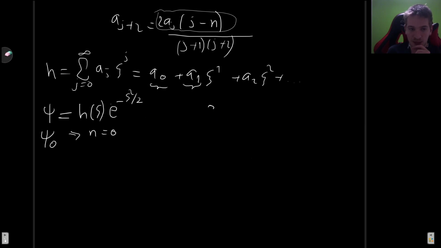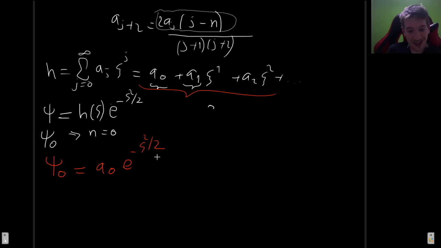So that means that in our power series, the only non-zero term is going to be a0. So this means that psi 0 is going to be a0, that's our h, right? H is only a0, times e to the minus psi squared divided by 2. And when you look at this, this is actually exactly what we found using the other method. This is the ground state, right? Remembering that psi is just going to be minus m omega divided by 2 h bar x squared. This is what we found using the algebraic method.